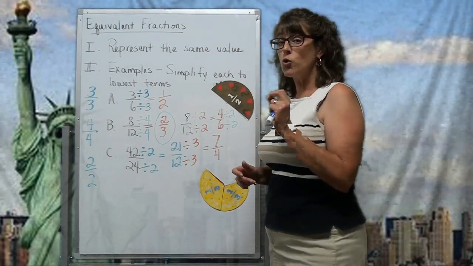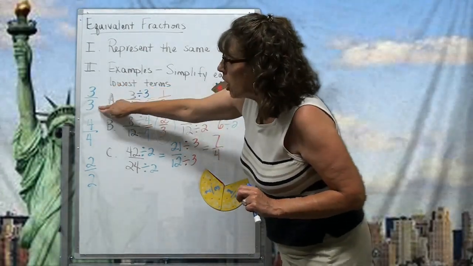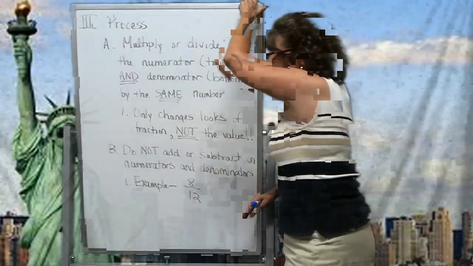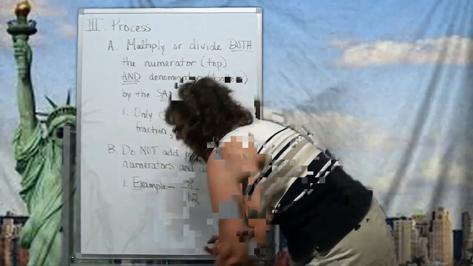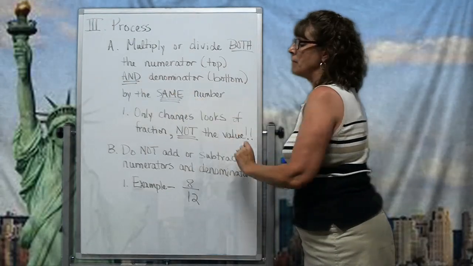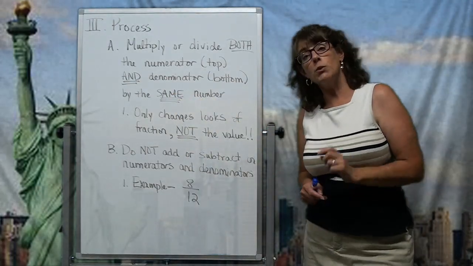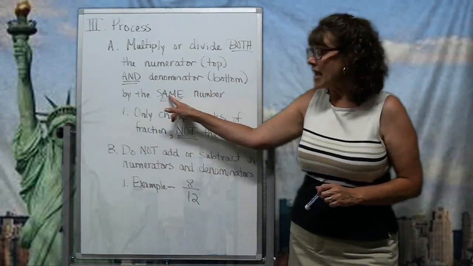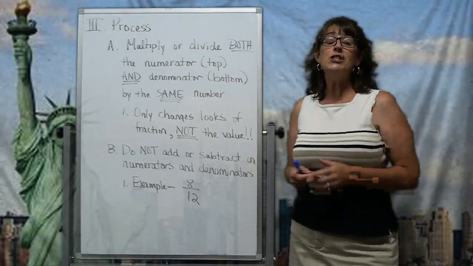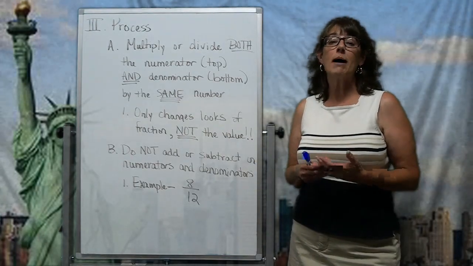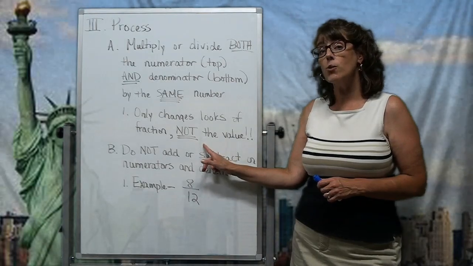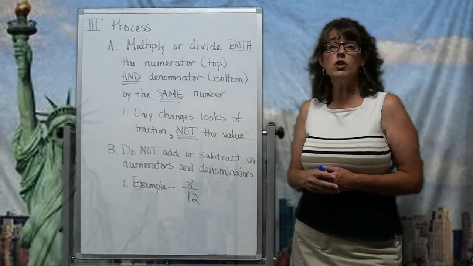That is why it's so critical, like you see here, numerator and denominator, top and bottom. That's why I put it in all caps and underlined it. Very critical that you multiply or divide both numerator and denominator by the same number. Because when you do, you are multiplying or dividing by 1, and what we just demonstrated was that multiplying or dividing by 1 never changes value. So you are not changing the value of your fraction. You're only changing what it looks like.